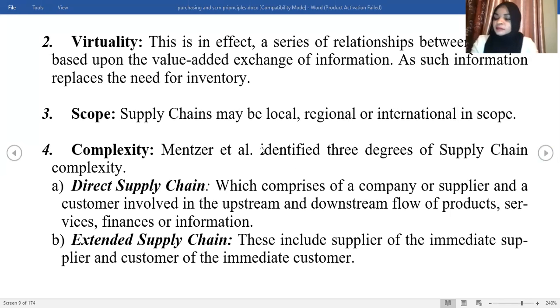Then we have a regional chain. For example, you're in the East African region, and your business cuts across the East African region.